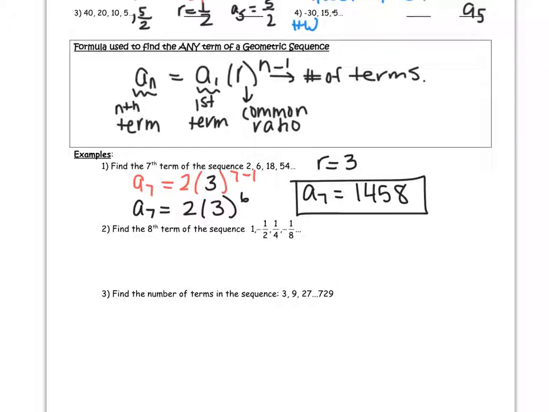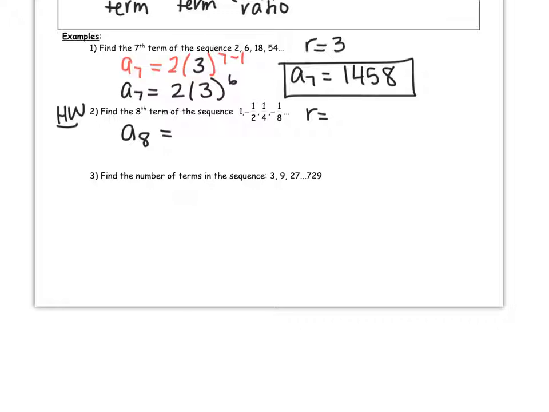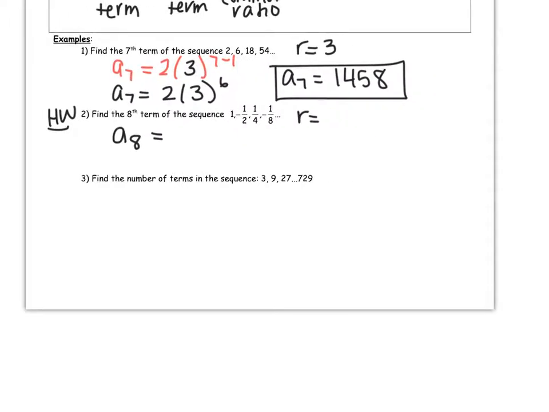Alright, I'd like you to try number 2 for homework. Same way, we want to find a sub 8. A hint, you need to find the common ratio. Alright, let's jump to number 3. The question says, find the number of terms, which we'll call n, in this sequence.